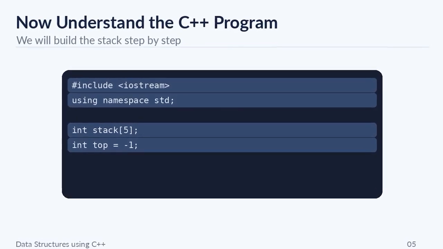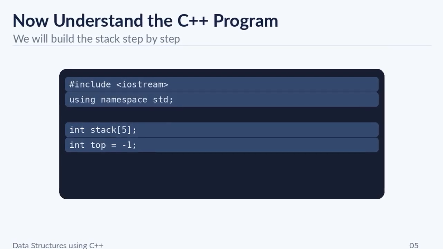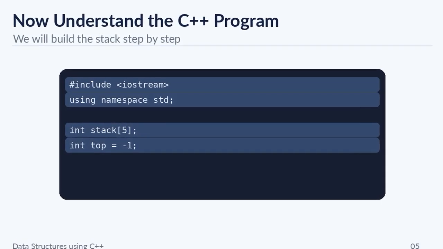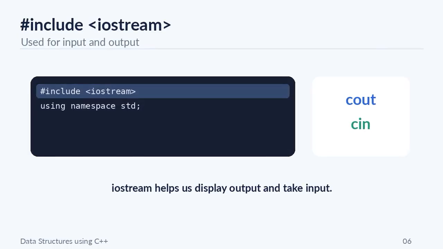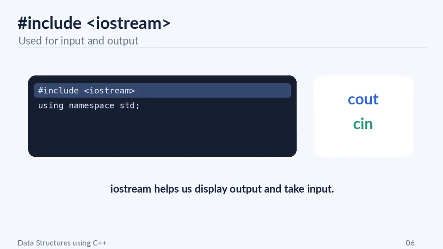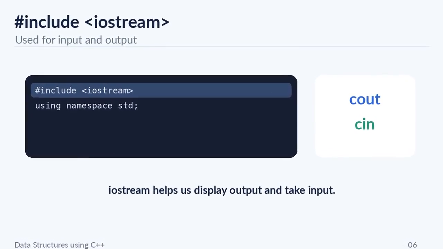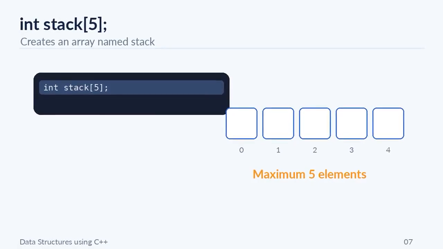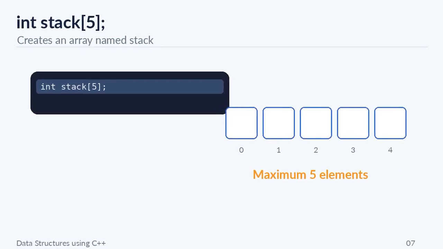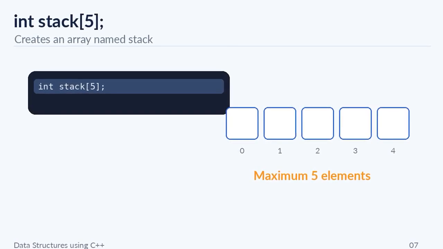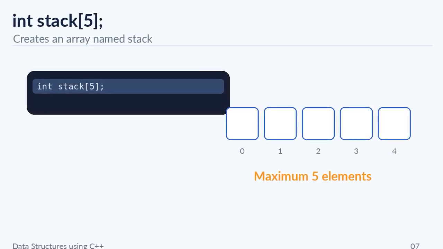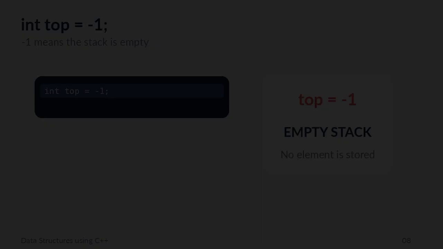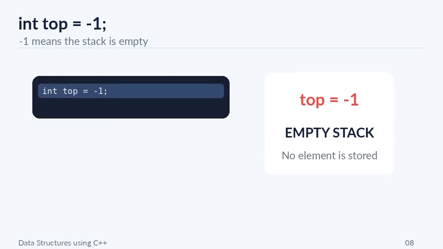In my previous lecture I explained stack. Include iostream. Include iostream is used for input and output. Then using namespace std. Now int stack[5] I have written. This creates an array called stack. So stack of 5 means it can store a maximum of 5 elements.